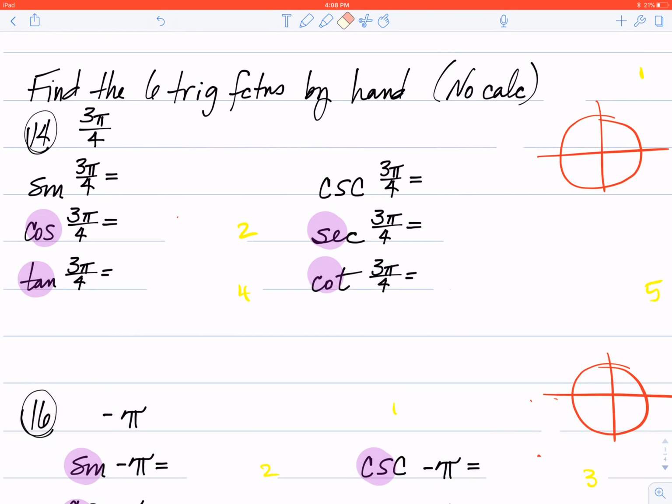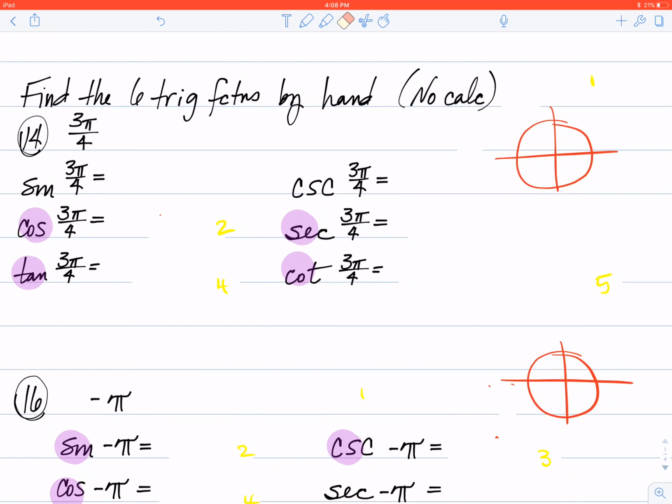The next few questions are exactly the same, only instead of asking one single one, I'm asking about all 6. I'm only going to pay attention to the ones that are highlighted, so if it's not highlighted, I'm not going to do that here on the video. I did not do it in class either.